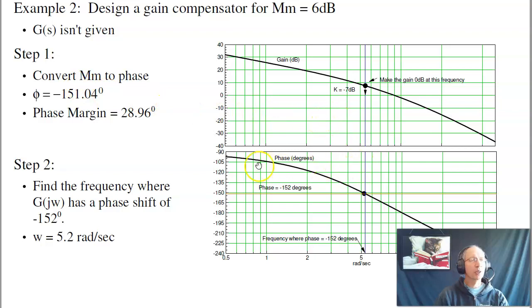So in your Bode plot, I look at the phase plot and find out which point has a phase shift of minus 151.04 degrees. That's right here. At that frequency, make the gain 1. So go up to the gain plot. Currently the gain is 7 dB, so I want K to be minus 7 dB. I want to bring the curve down so the gain is 1 at that frequency.